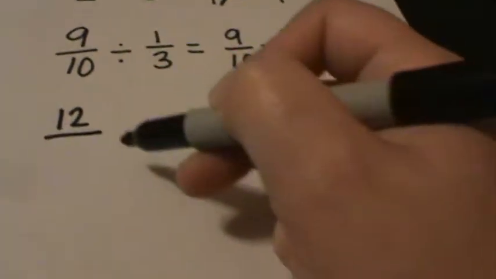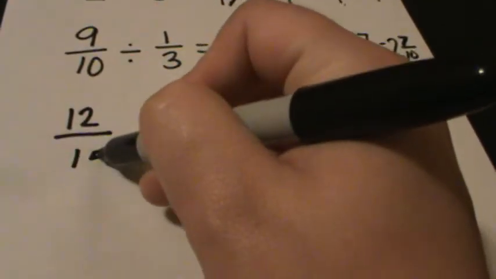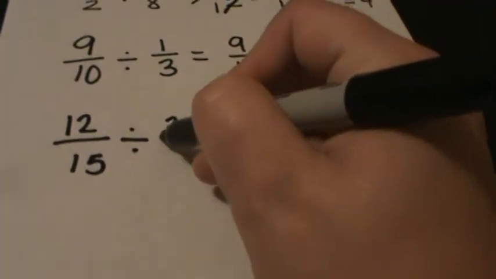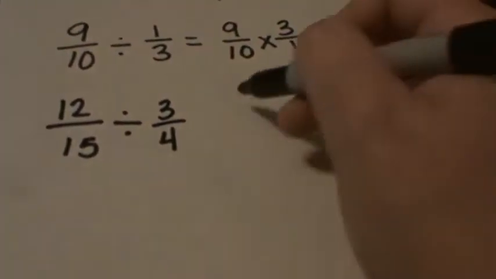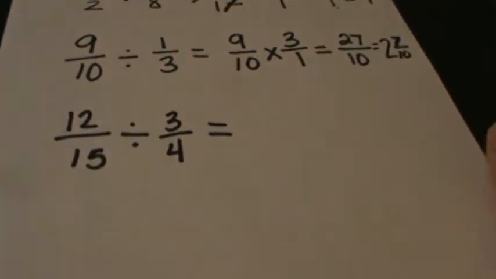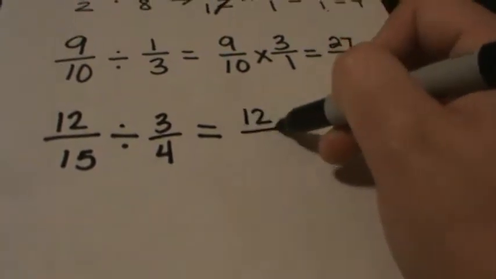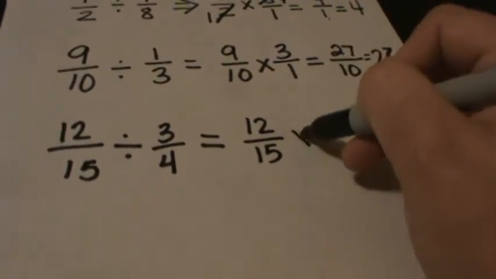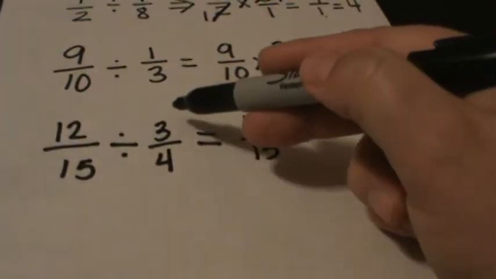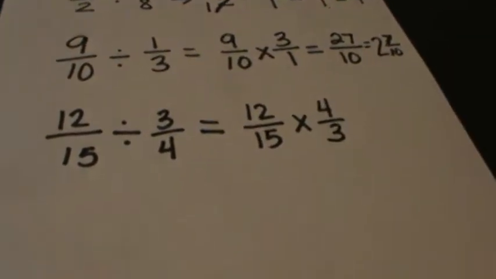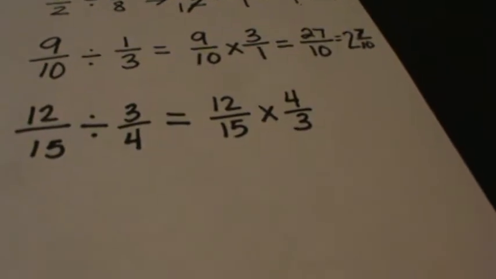Let's try 12/15 divided by 3/4. We have to rewrite it. Skip it, change it, flip it. Reciprocal of 3/4, 4/3. Now we check to see if we can cancel.